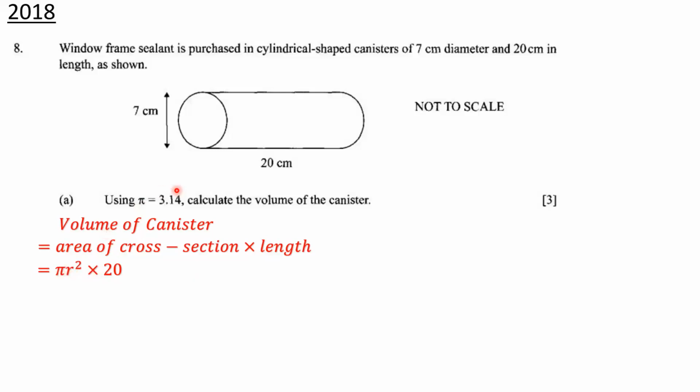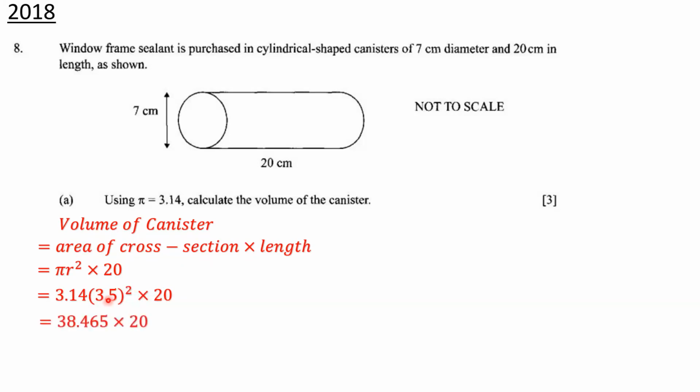Now we know pi is 3.14, and we know that r, the radius, is going to be half of 7. What is half of 7? That's going to be 3.5. So we have pi is 3.14. We have 3.5. The reason why we got 3.5 is because we divided 7 by 2 to give us 3.5, because half of 7 is 3.5. And so we say 3.5 squared multiplied by the length, which is 20.